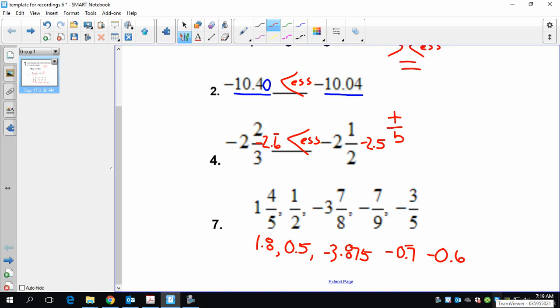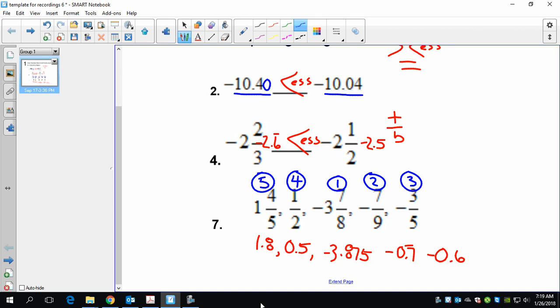That's what this practice is asking us to do, order them from least to greatest. Let's change colors here. So the one that is furthest from 0 is going to be negative 3 7/8. That's number 1. Number 2 is going to be our repeater, negative 0.7 repeating. Number 3 is going to be negative 0.6. Number 4 is going to be 1/2. And the biggest one that we have out of this number set is going to be 1 4/5.